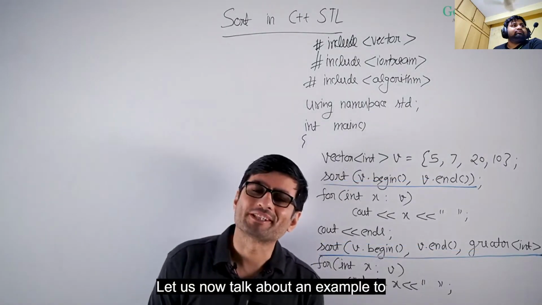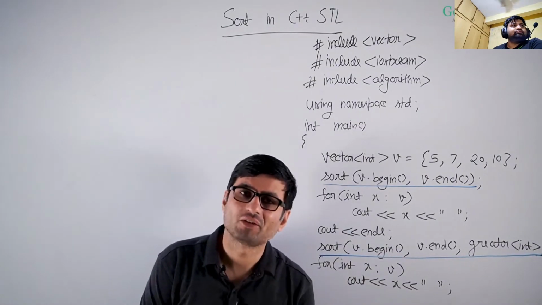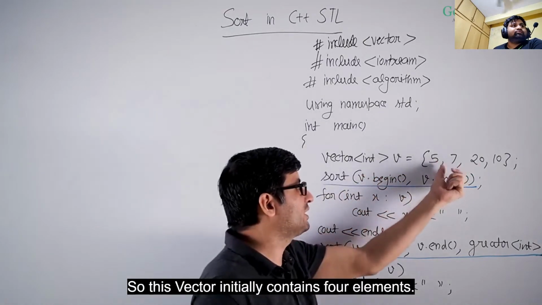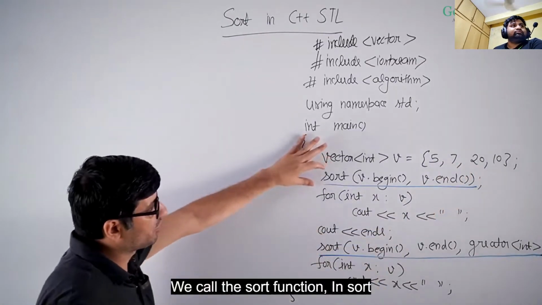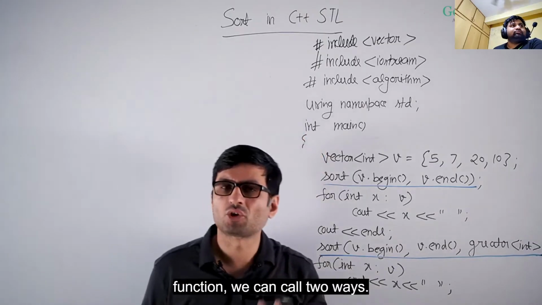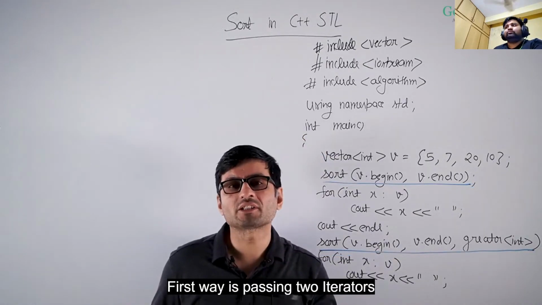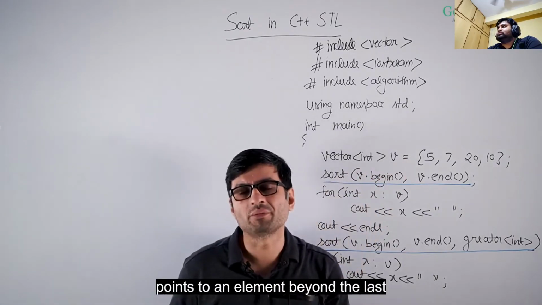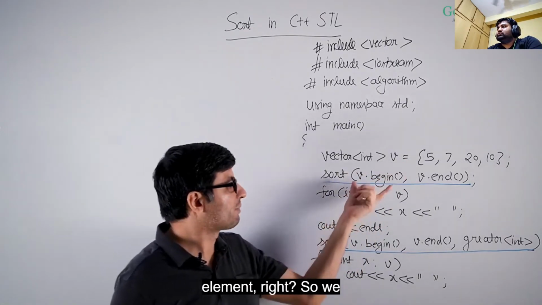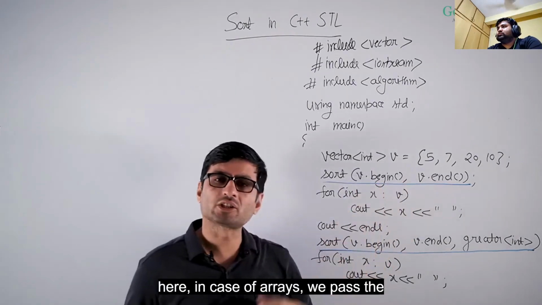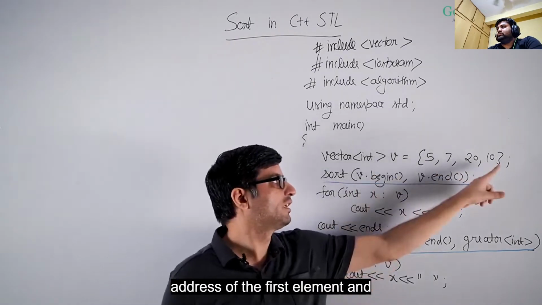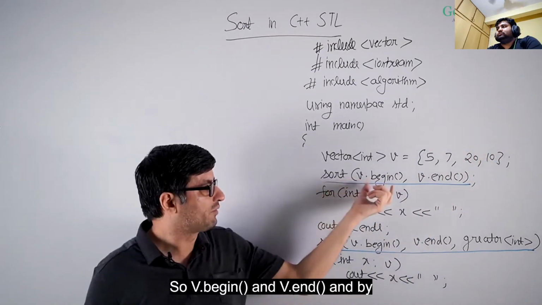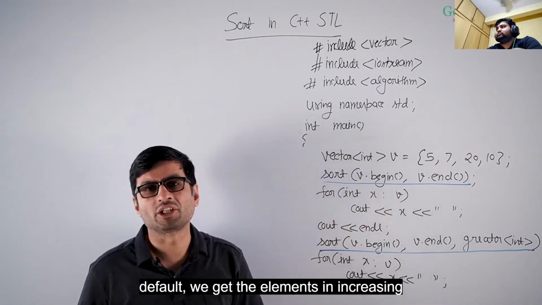Let us now talk about an example to sort a vector. We are given a vector and we want to sort it. So this vector initially contains 4 elements: 5, 7, 20, 10. We call the sort function. In the sort function, we can call two ways. The first way is passing two iterators, where the first iterator points to the first element and the second iterator points to an element beyond the last element, right? So we pass v.begin and v.end here. In case of arrays, we pass the address of the first element and the address of an element after the last. So v.begin and v.end, and by default we get the elements sorted in increasing order.